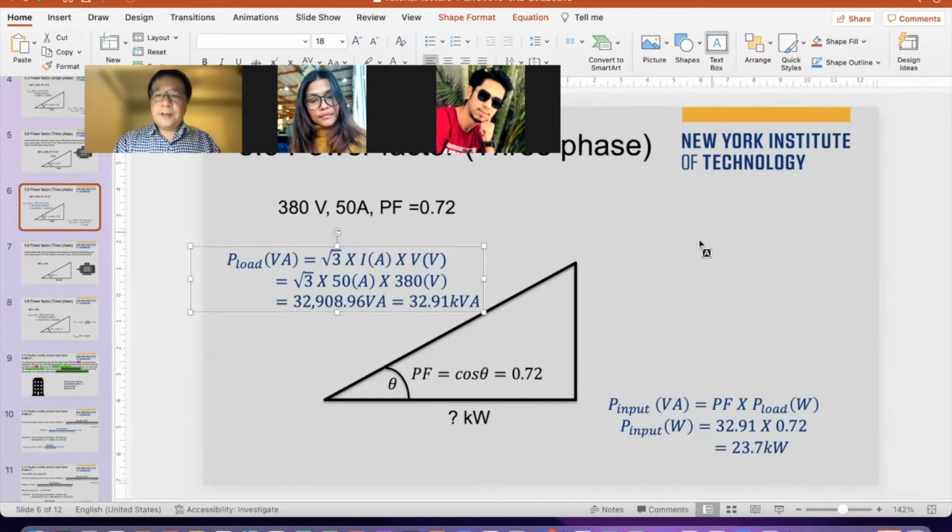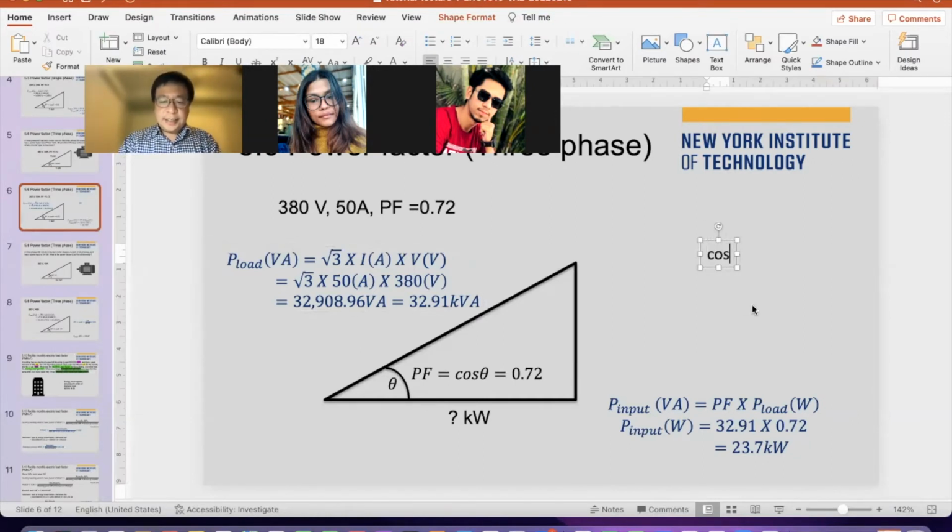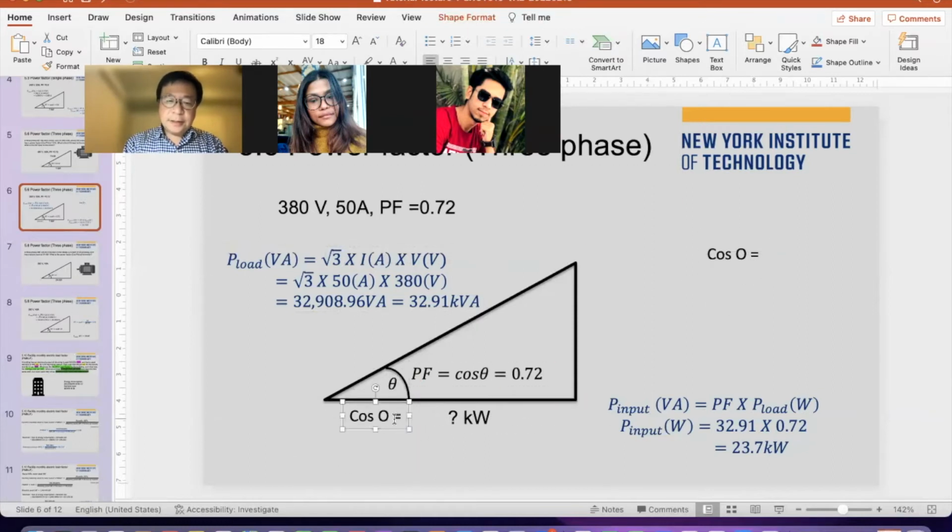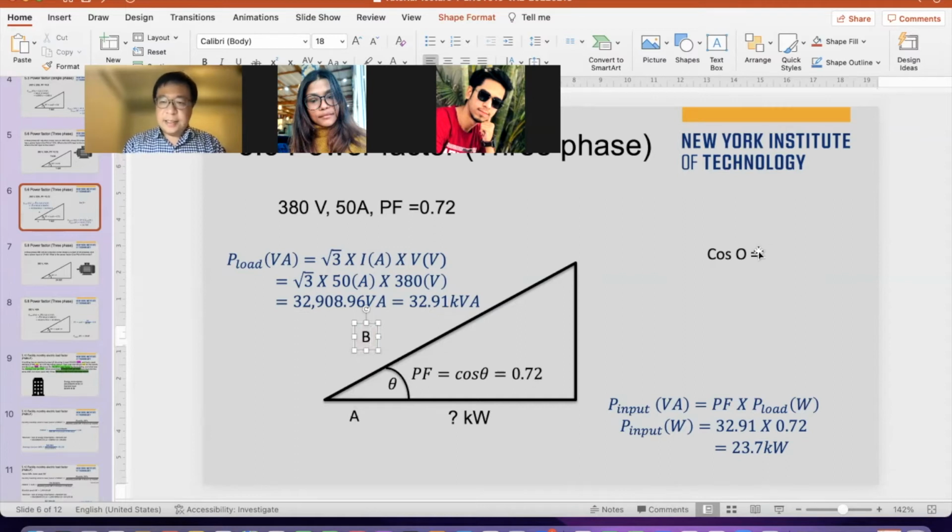Okay, cosine theta. It's equal to, let's see, by geometry, if this side is A, and the hypotenuse is B, then cosine theta is A divided by B, right? Yes, A divided by B.